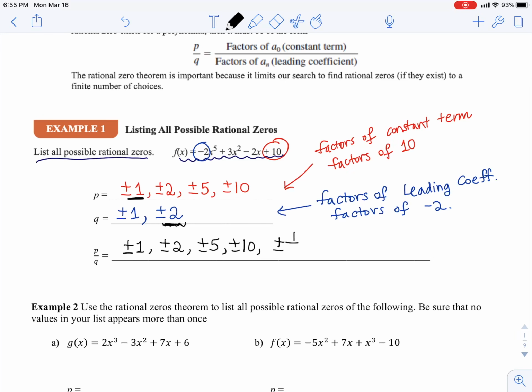And we have that listed here, so I don't have to list the repeated zeros. So skip 2 over 2. But we will do the next one. 5 divided by 2, we will have plus or minus 5 over 2. And let's check the last one. 10 divided by 2 is 5, and we have 5 listed here already. So we don't have to list the repeated ones again. So that's it. And this is it for our rational zeros.